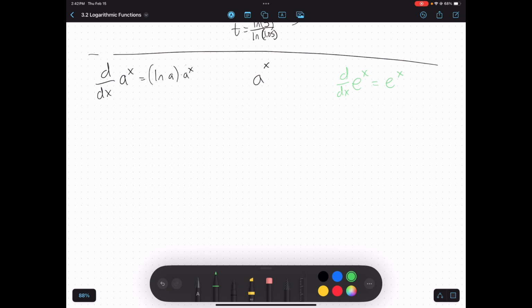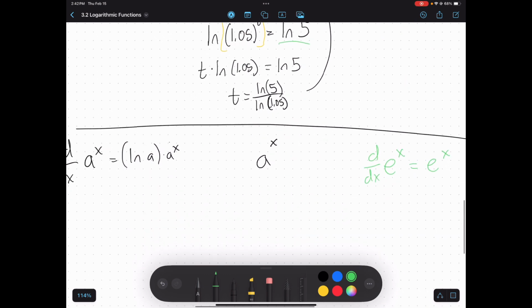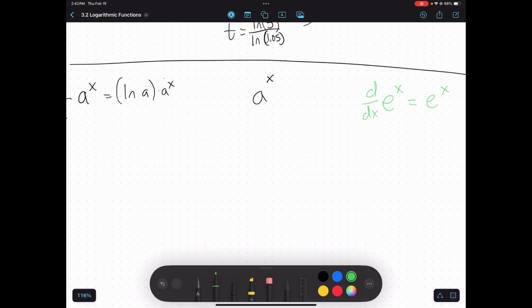So it might be helpful to get my function in terms of e to the x. But in order to do that, I have to use some of these inverse properties here, right? So recall that e to the natural log of x is just equal to x. Okay? So what that means is e to the natural log of a is equal to a.